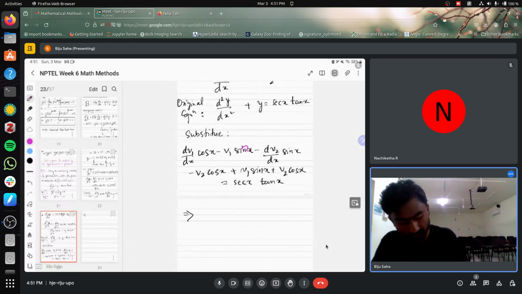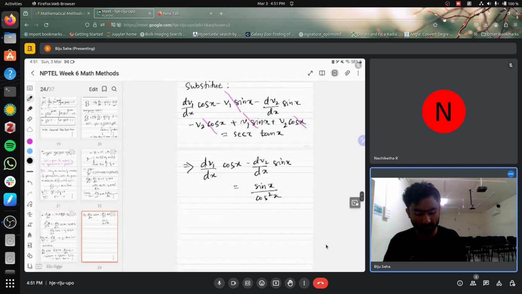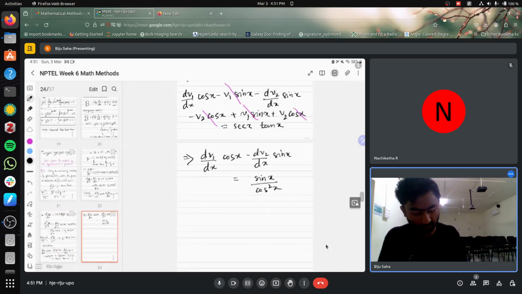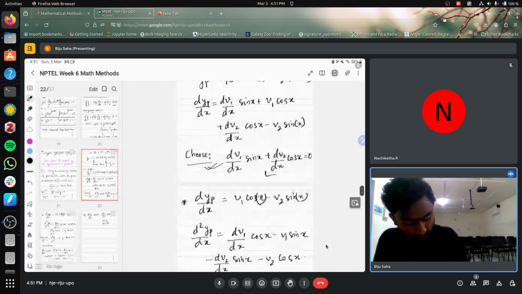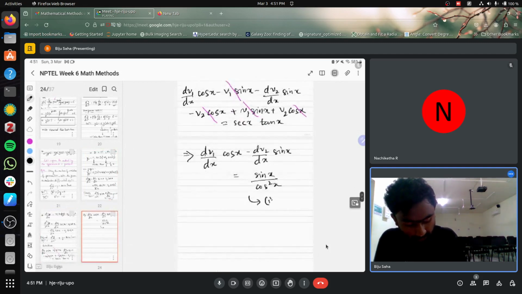So this and this cancels, and this also cancels. So we have dv1/dx cos x minus dv2/dx sin x is equal to, let's write it to be sin x by cos squared x. So this is one more constraint we get on v1 and v2. So from this particular constraint, let's name it 1. So we will use 1 and 2 to get v1 and v2.